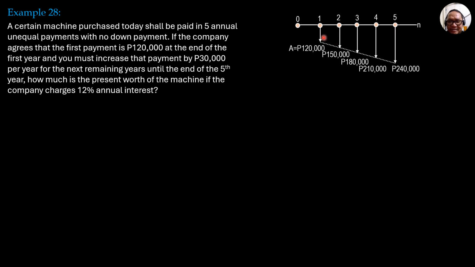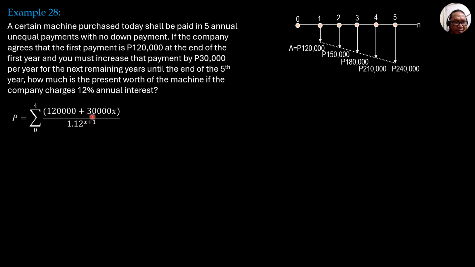So it begins with 0, so raised to 1, then 1 plus 1, 2, 2 plus 1, 3, 3 plus 1, 4, then 4 plus 1, 5. So the present worth equals the summation from 0 to 4 of 120,000 plus 30,000 x over 1.12 to the power x plus 1.